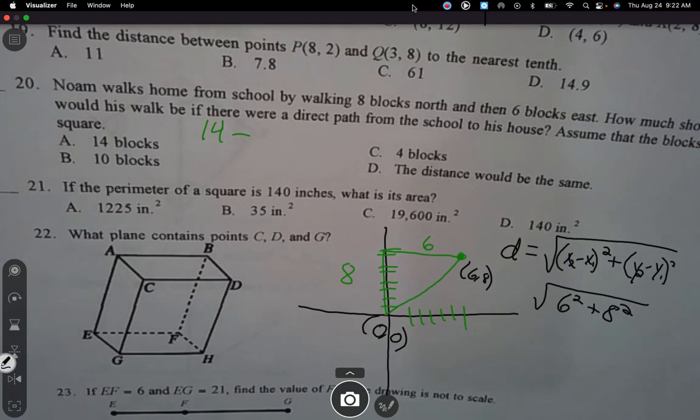So, y'all, what is 6 squared? 36. And what's 8 squared? 64. What's 36 plus 64? 100. And Remington, what's the square root of 100? 10. Okay. So, how much shorter? If this one's 10 and that one was 14, how much shorter is it? It's 4 blocks shorter.